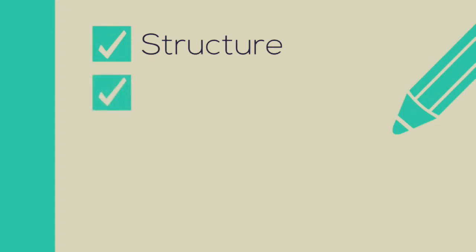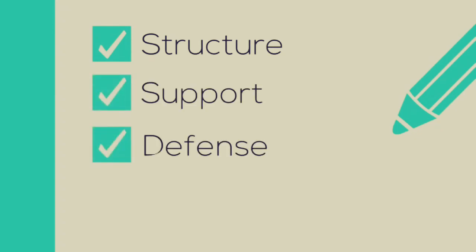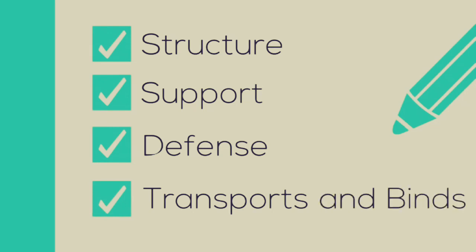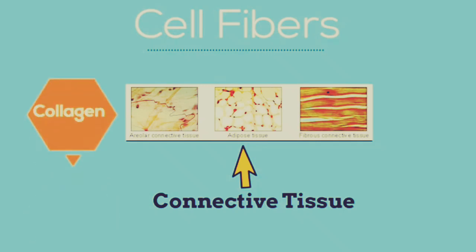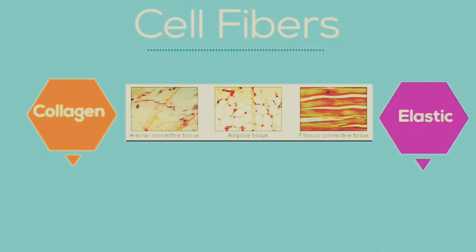Connective tissue helps provide structure, support, defense, transport materials, and binds things together. Connective tissue is unique in that it consists of cell fibers. These fibers include collagen fibers, which are tough fibers, and elastic fibers. In addition, the cells are separated by a ground substance which is made up of water, fluid, and mixed proteins called matrix.